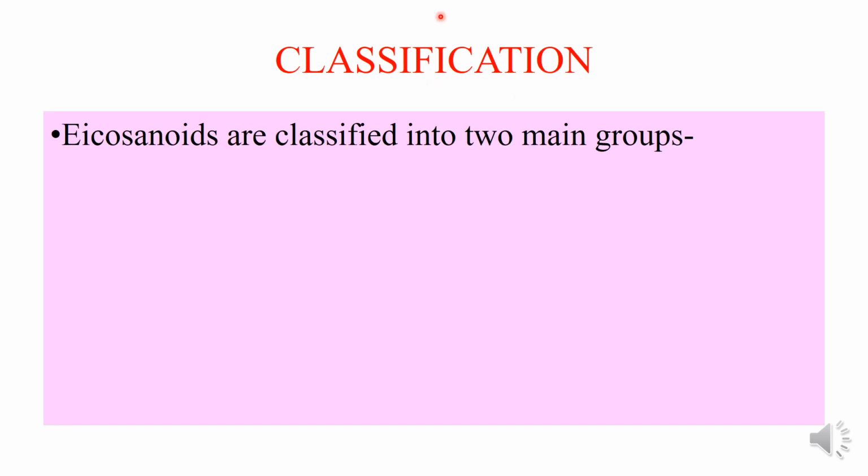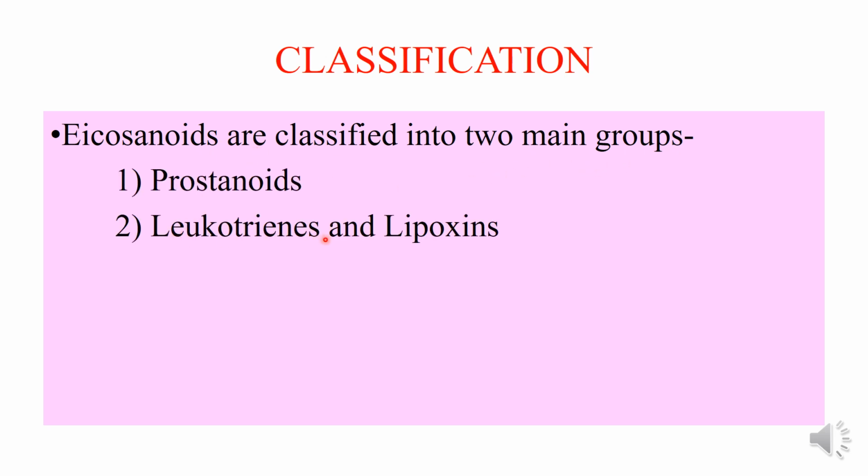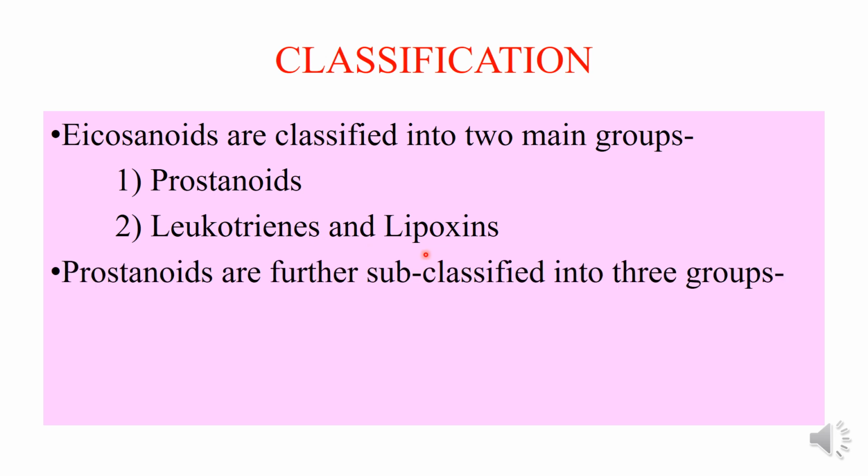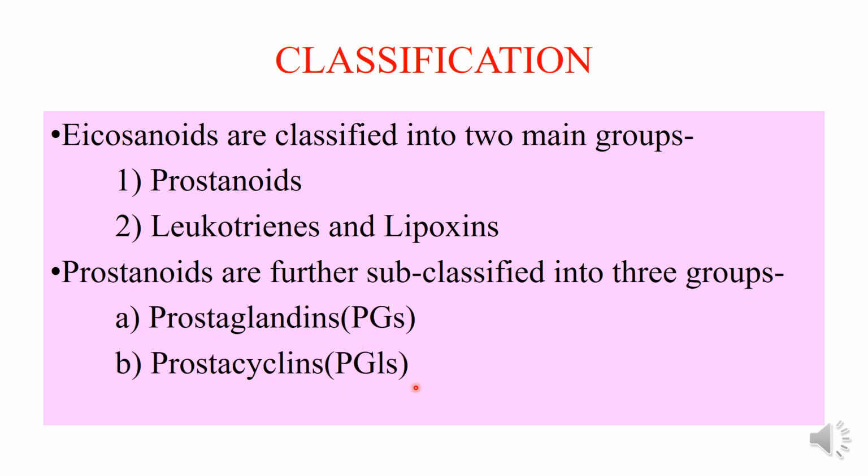So let us look at the classification. Eicosanoids are classified into two main groups: prostanoids, leukotrienes, and lipoxins. Prostanoids are further subclassified into three groups, that is prostaglandins, prostacyclins, and thromboxanes.